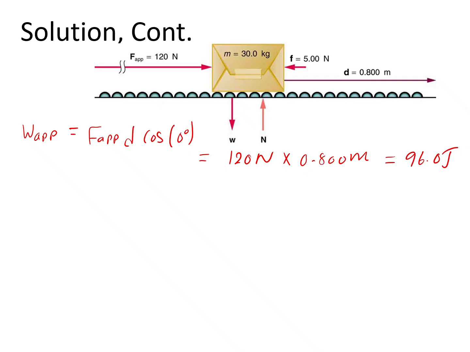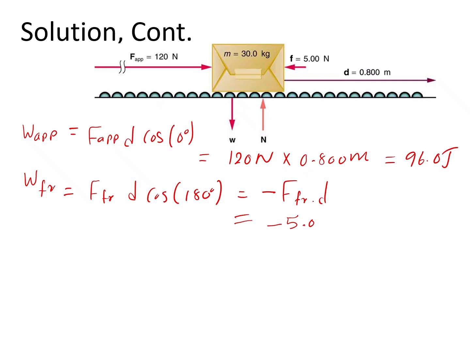And friction is opposite the displacement, so the angle is 180 degrees. We can write W friction equals F friction times d cosine 180 degrees, and this equals negative force of friction times d, because cosine 180 is negative 1. We get negative 5 newtons multiplied with 0.8 meters, and this is negative 4 joules.